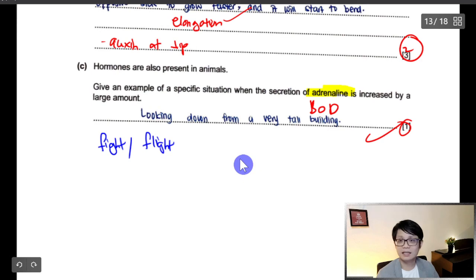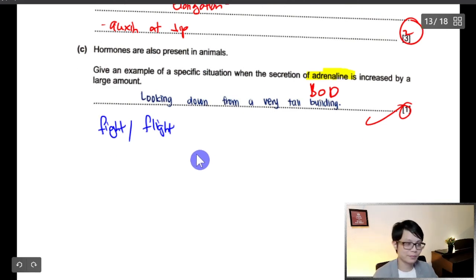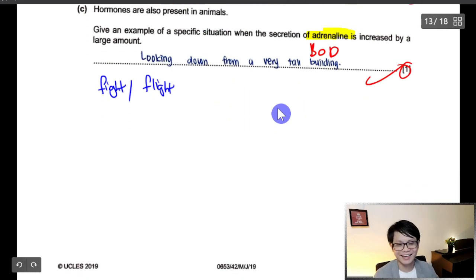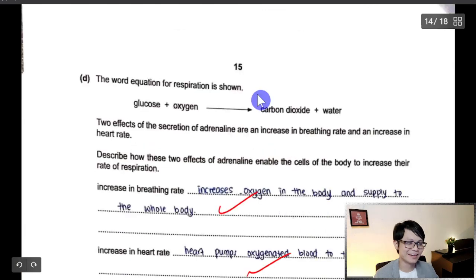But I think the better example will be being chased by a dog, because being chased by a dog means you need to run. You need to run means you have adrenaline. Even if you run for fun, your adrenaline will increase. This is what I sometimes do: I'm cycling, then I like to disturb the dog, then the dog will chase me, then I will cycle. That is more fun, being chased by a dog.